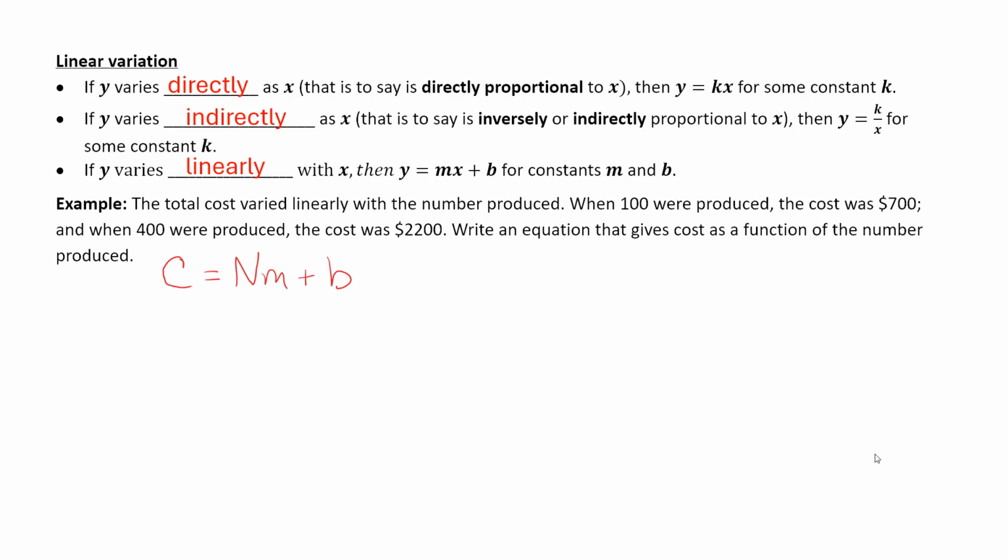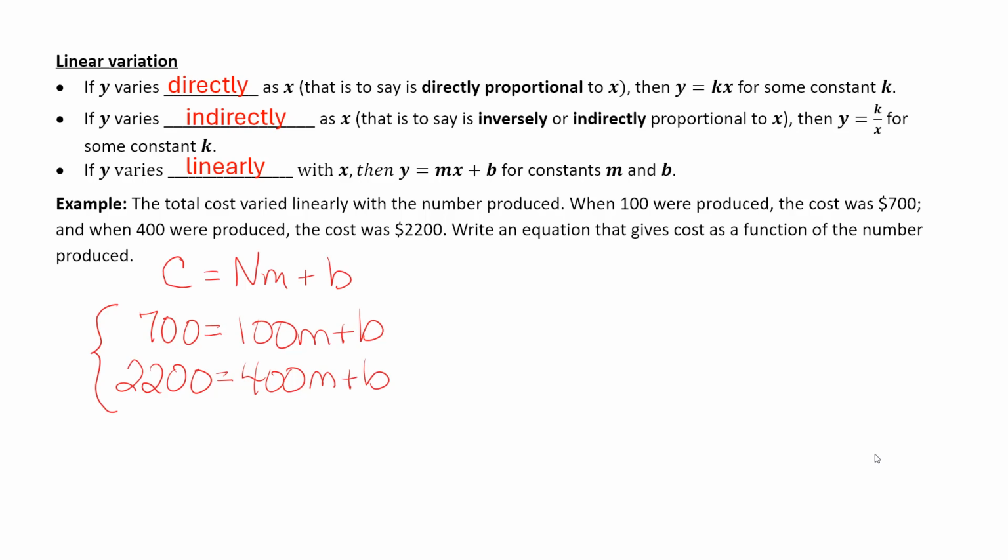Now we can just continue the way we usually do with variation problems. We can use the information they give us to figure out what m and b have to be, the constants. It says when 100 were produced, the cost was $700, so we can plug that in: $700 for the cost and 100 for the number produced. And then it says 400 were produced when the cost was 2,200. So we can plug that in for the cost being 2,200 and the number produced being 400. So now I have this system of two equations and two unknowns. I can solve for m and b in these two equations just by using elimination.